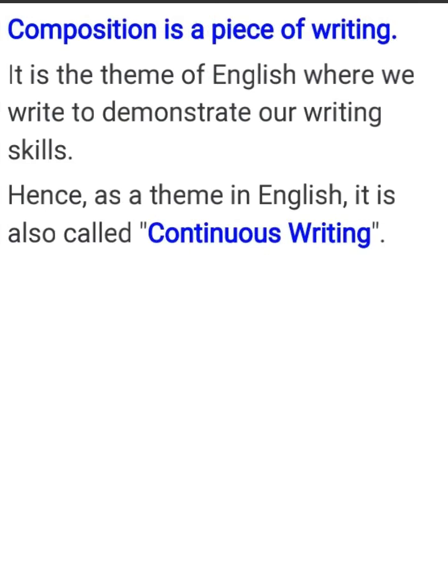Like you can see on the introductory slide, composition is a piece of writing. So any piece of writing is called composition. It is the theme of English where we write to demonstrate our writing skills. It's one of the 5 themes in English, and the focus is demonstrating our writing skills. Because of that, its alternative name is continuous writing. Because it's concerned with writing, composition is also called continuous writing.